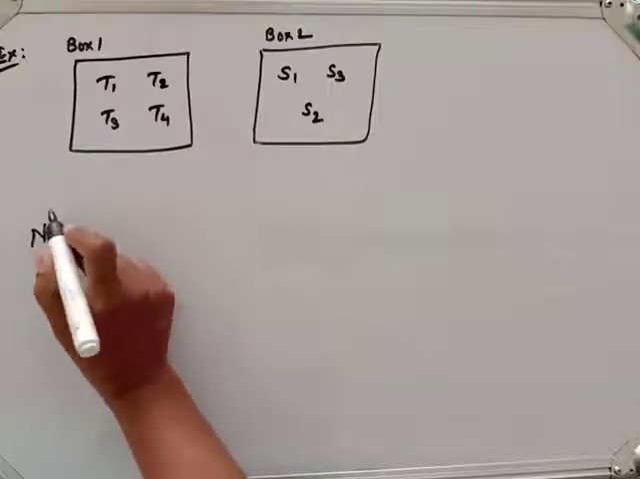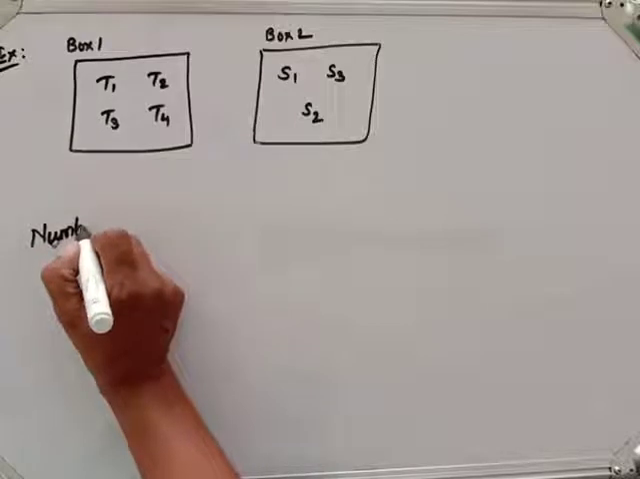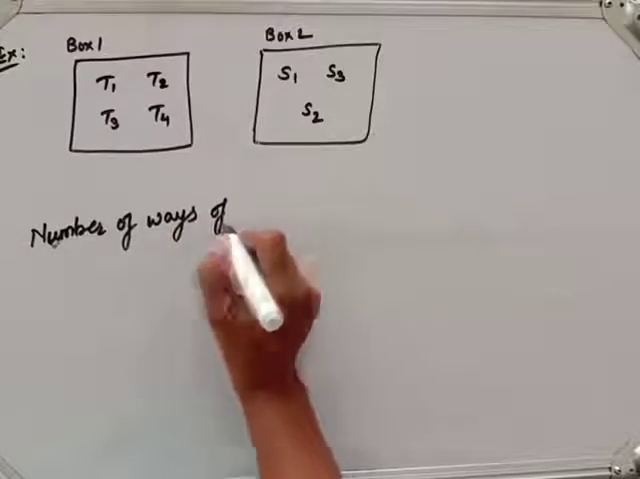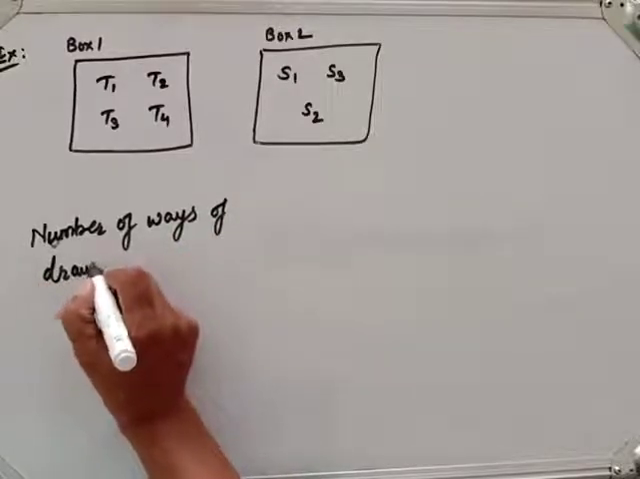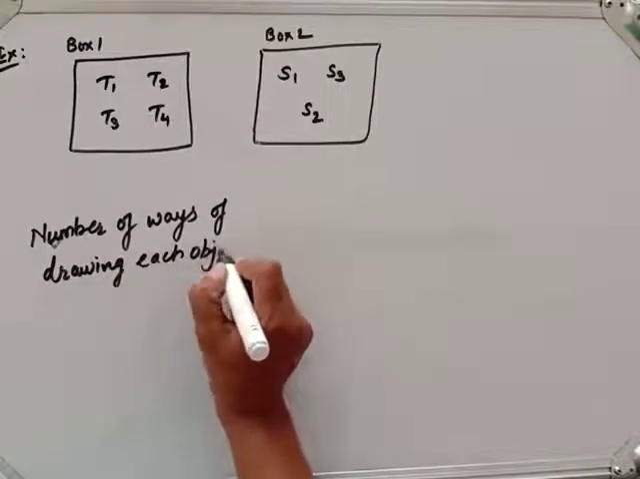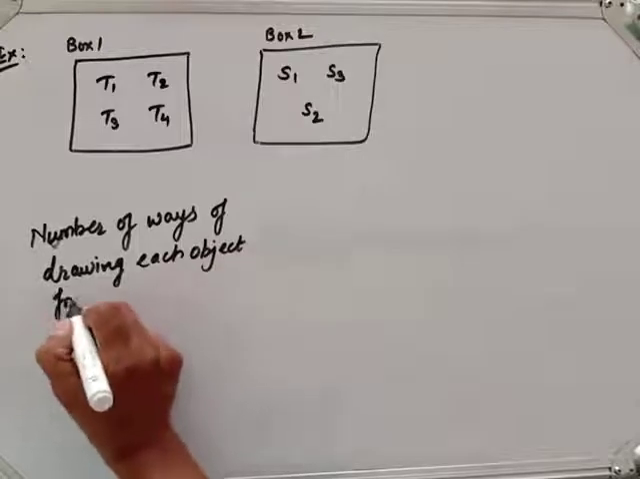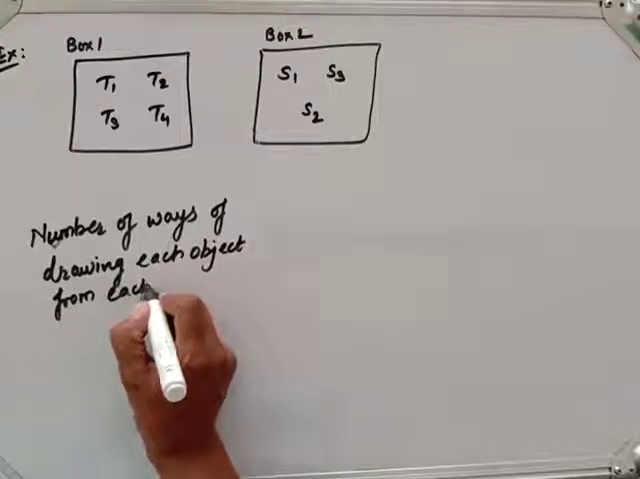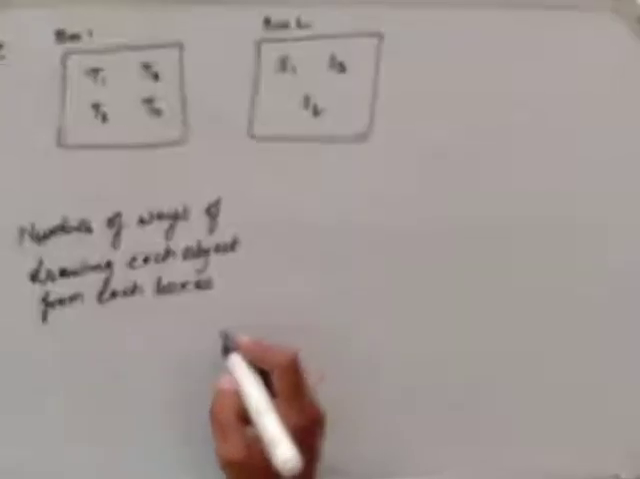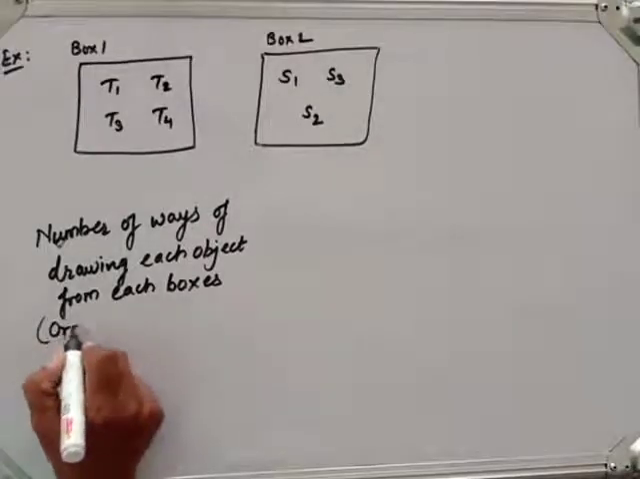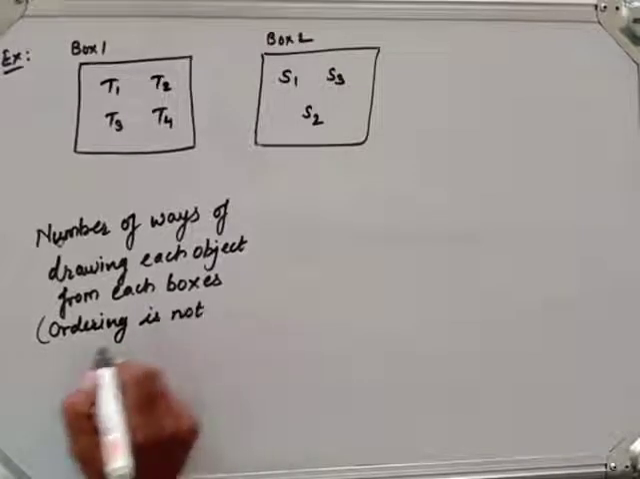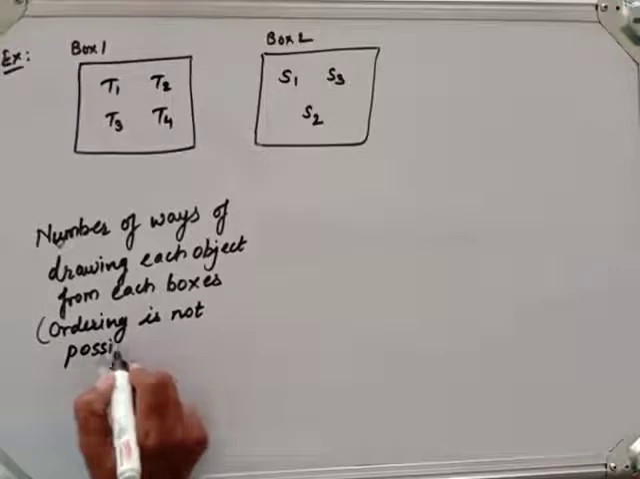Number of ways. We have to determine the number of ways of drawing each object from each box. And in that one, ordering is not possible.